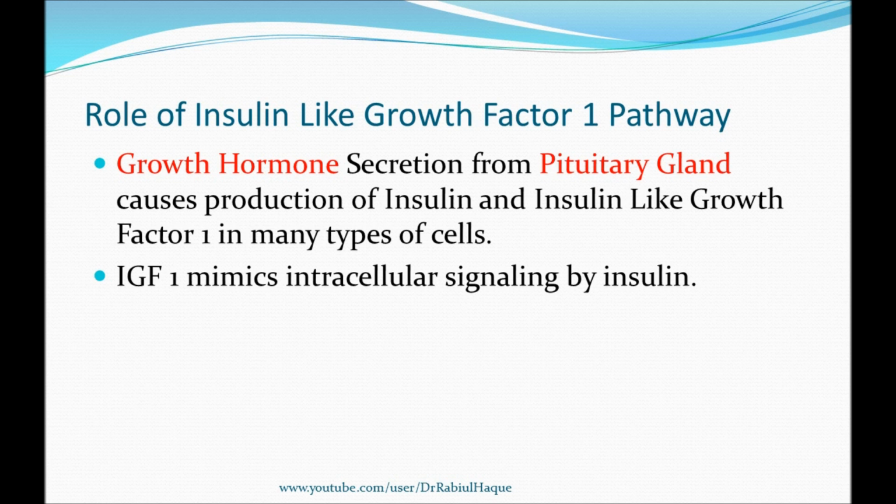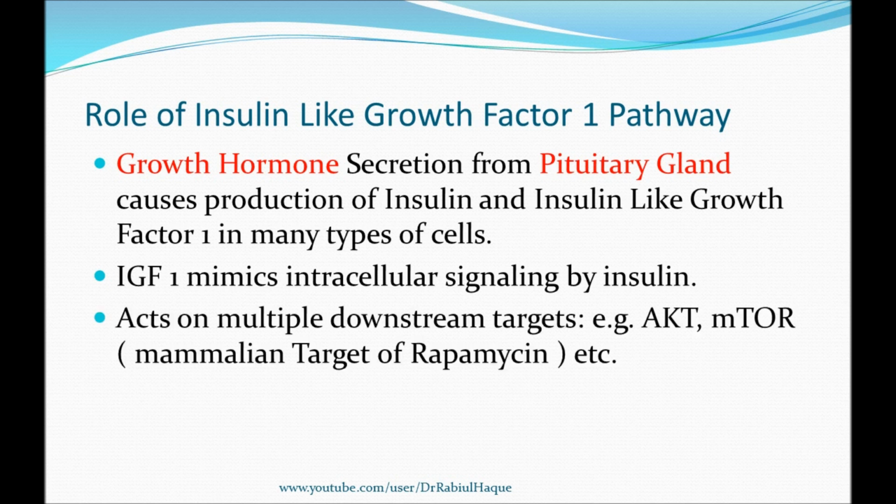And whenever it informs about the availability of glucose, that will promote the anabolic functions of the cell, and that will also promote growth and replication. And usually the insulin-like growth factor 1 signaling pathway has very important downstream targets. They include two important kinases. They are called AKT and mTOR, or mammalian target of rapamycin.